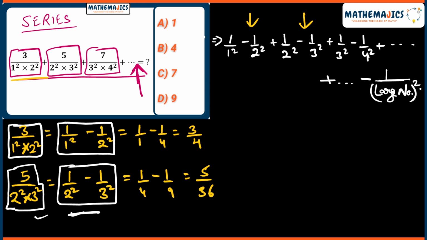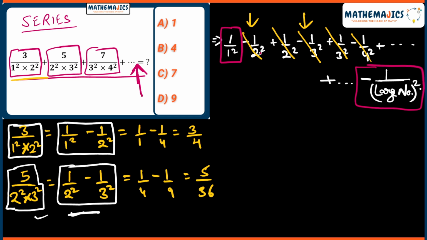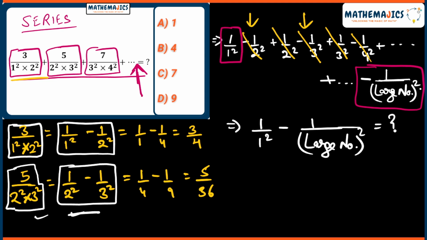Now, there is one very interesting thing that is happening here. If you look at minus 1 by 2 square and plus 1 by 2 square, they will add up to 0. Similarly, minus 1 by 3 square and plus 1 by 3 square will turn out to be 0. Similarly, all the terms will get cancelled out except the first term and the last term. These two terms will be left out. That means if I simplify this, I will be getting 1 by 1 square minus 1 by large number square. This will turn out to be my final answer.